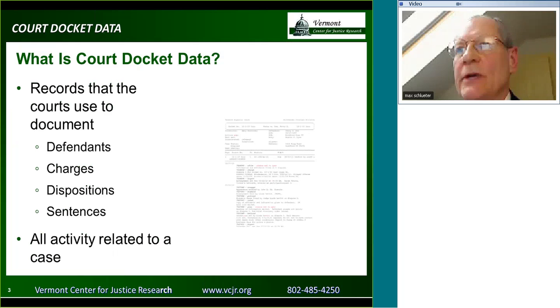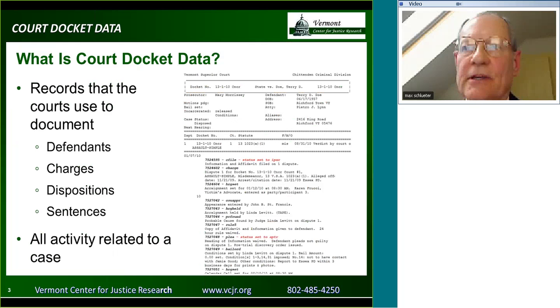So here is a court docket sheet from Vermont Superior Court. And you'll notice that this sheet has the court docket number, the unique number assigned to this particular case. It has the prosecuting attorney, the defendant's date of birth, their place of birth. Tells us a little bit about what this case is about. This is a simple assault. It's a misdemeanor. On this date, the defendant was found guilty by the court.